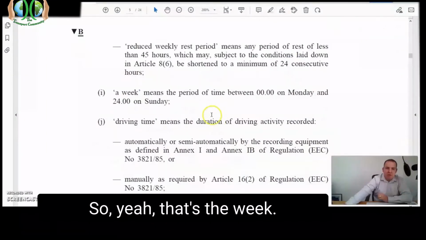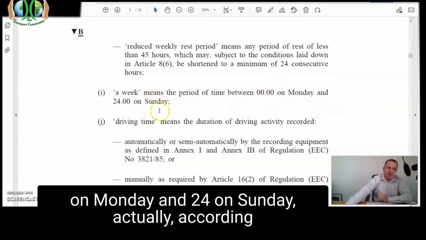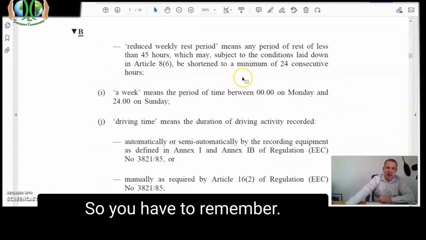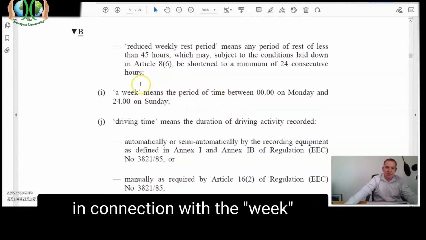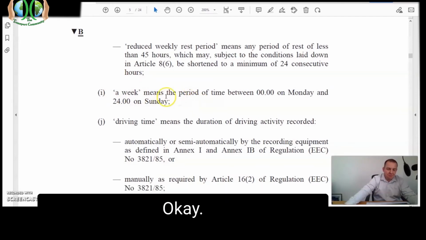So, yeah, that's the week. A week means the period of time between 0 on Monday and 24 on Sunday, actually according to UTC time. So it's very important. You have to remember, as we have a couple of regulations connected with the week, with this definition of week. So you have to remember this.